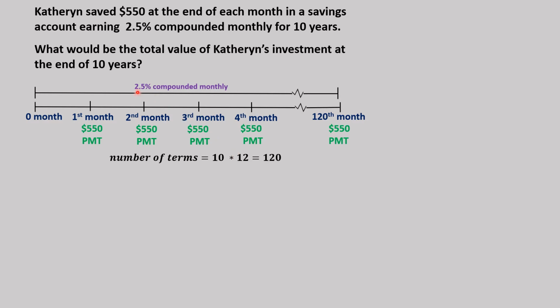Our I per y is going to equal 2.5%. Our present value, we don't have any present value, is going to equal 0. Our payment is going to be $550, and our future value is also going to be 0, right?